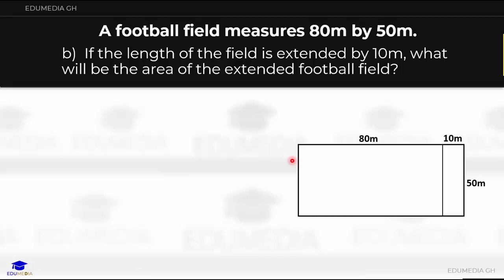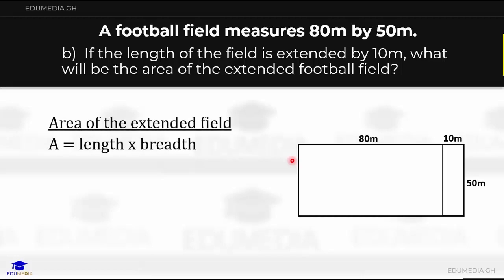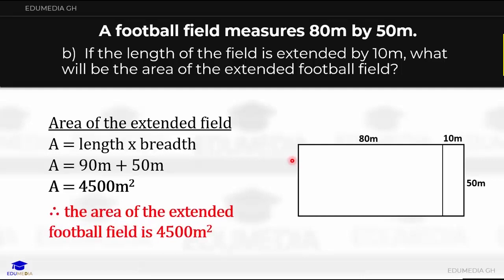Area of a rectangle is length times breadth. Now the length at the moment is 90 meters, not 80 meters. It's 90 meters because it has been extended by 10 meters. So 80 meters plus the 10 meters gives us 90 meters, times 50 meters, that's the breadth of it. So the area is 4,500 meters squared. Therefore, the area of the extended football field is 4,500 meters squared. Remember that we are looking for the area, and that is why you have it squared.